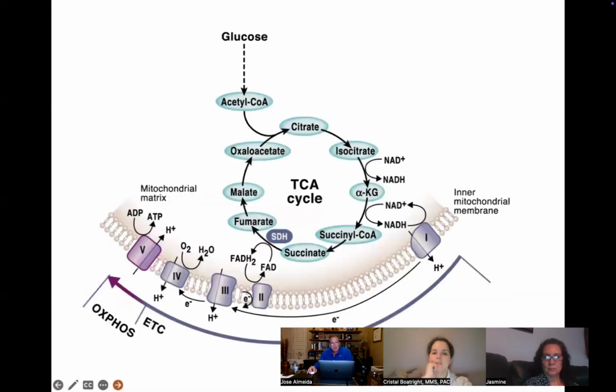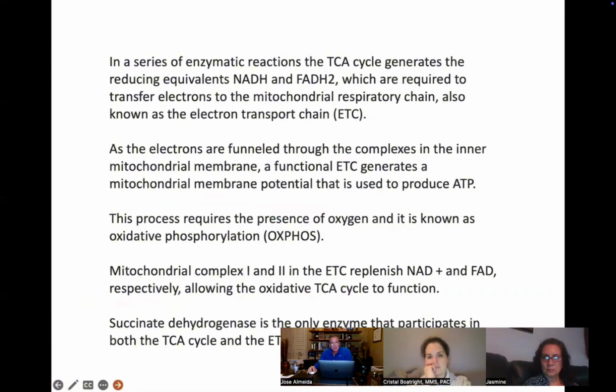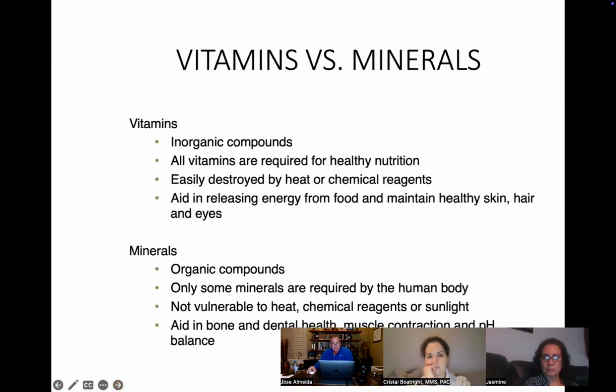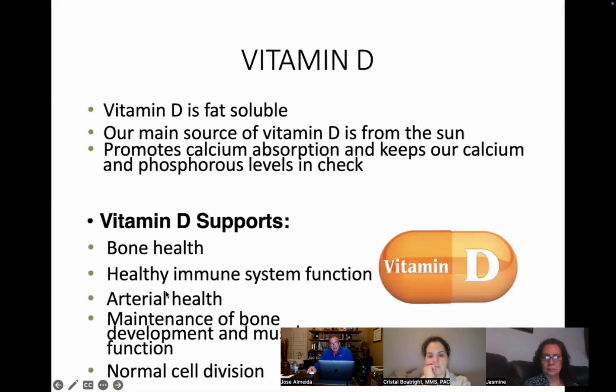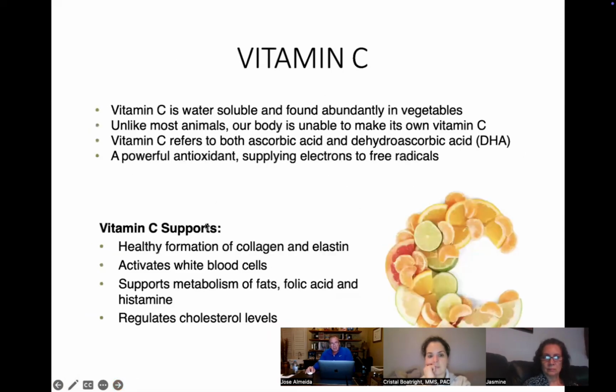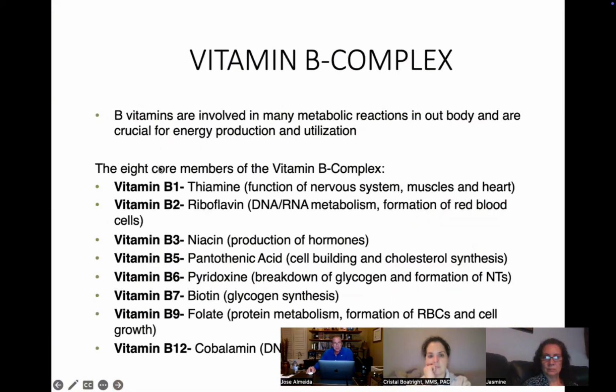Let's go back. We'll hit this one in a second. Let's go to this one. Vitamins and minerals. Vitamins are organic and minerals are inorganic. This isn't really described. Vitamin D, we're all familiar with. Vitamin C, these are the main ones. I just wanted to show this. The B vitamins, you'll hear them called thiamine or B1, riboflavin, B2, niacin, B3, pantothenic acid, B5, pyridoxine, B6, biotin, B7.